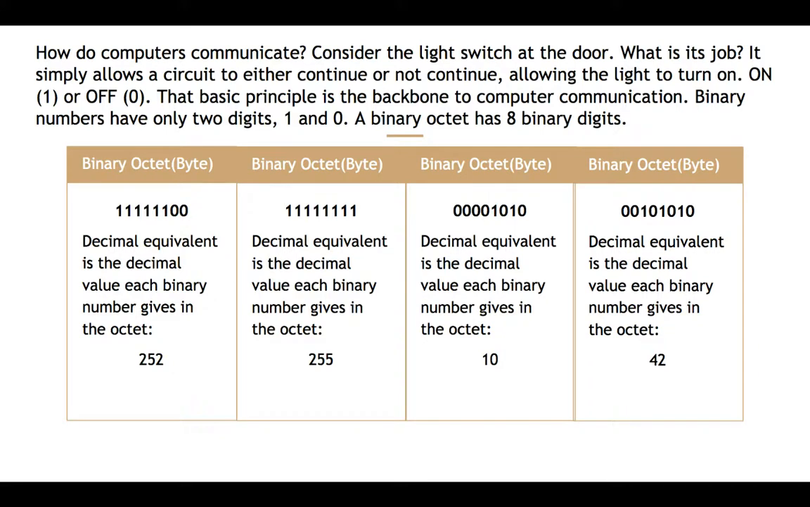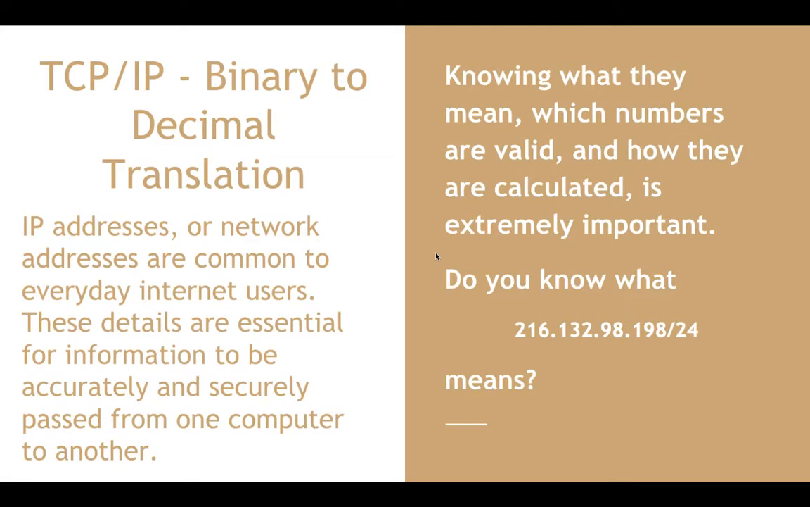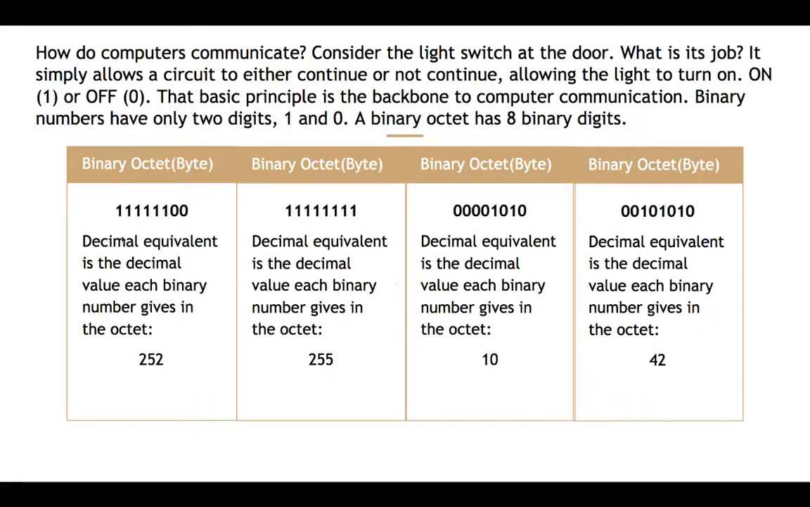Binary numbers only have 2 digits, 1 and 0. A binary octet has 8 binary digits. So we have 4 binary octets here. And if you go back one page, you can see this number, 216.132.98.198. Right here, that's a series of 4 octets or 32 bits.